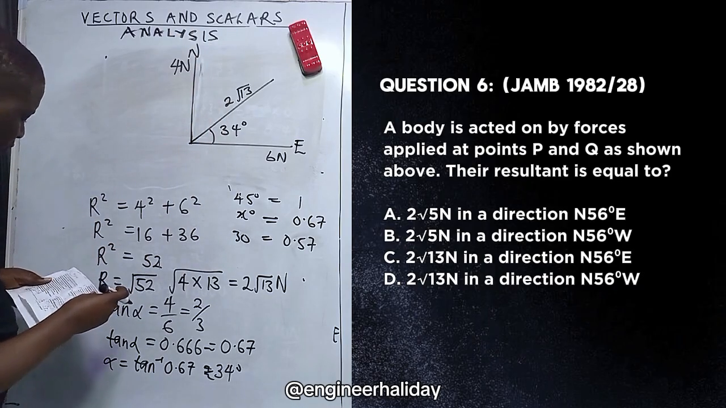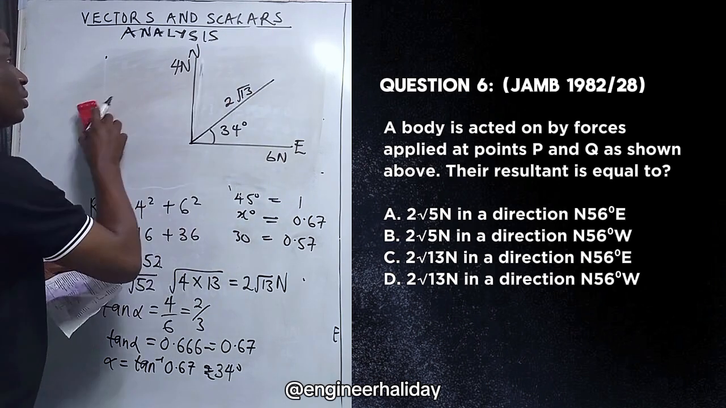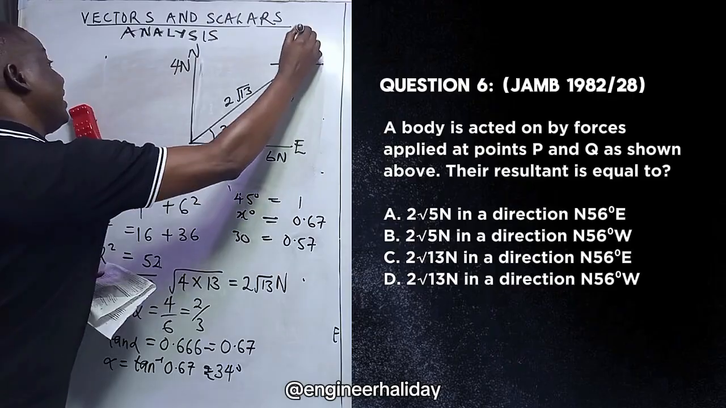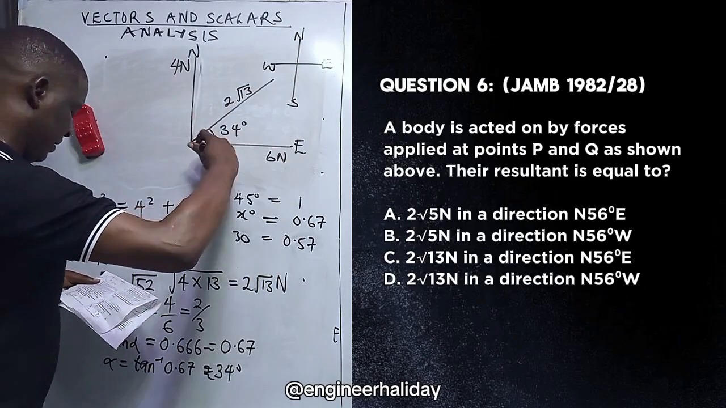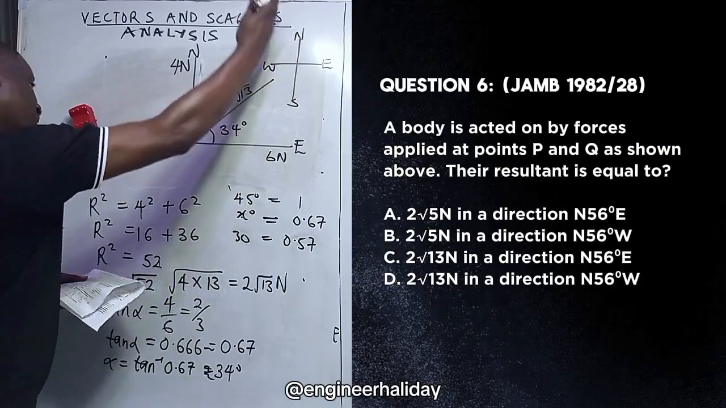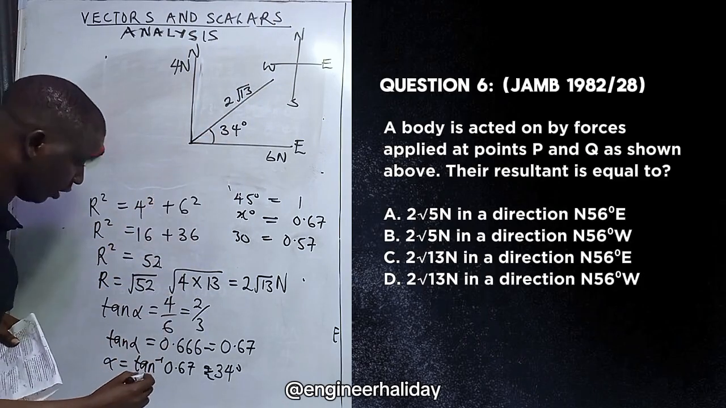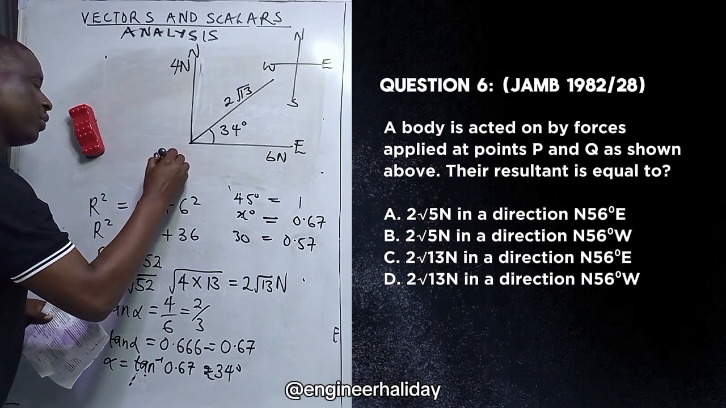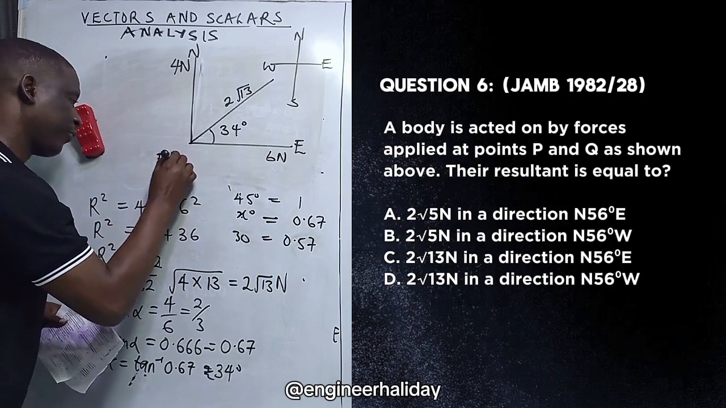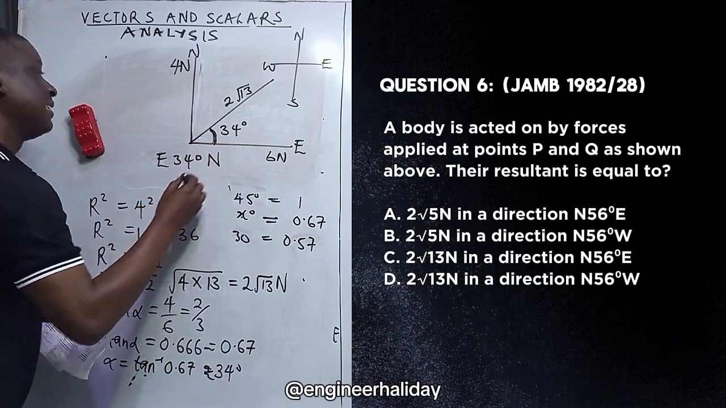Now, from the diagram, it shows that this one is east, because they gave us an orientation which is north, east, south, west. It means that this one is towards the east and this one is towards the north. So now, if you want to interpret it, that means east 34 degrees north, because it is lying on the east.